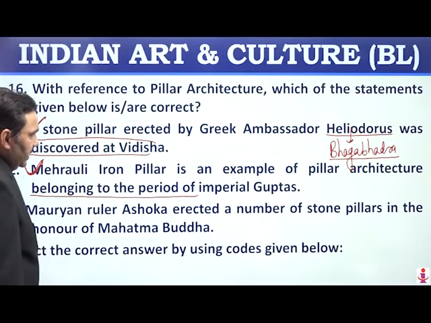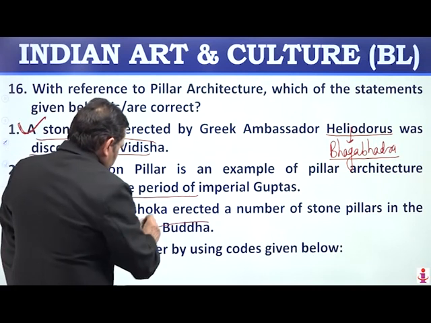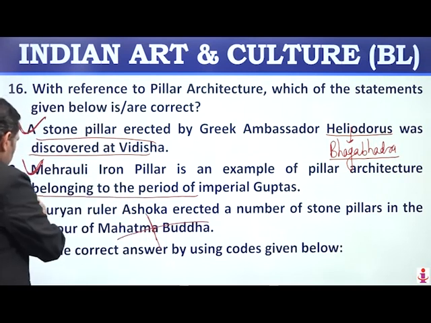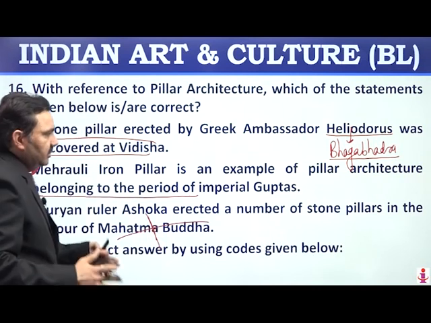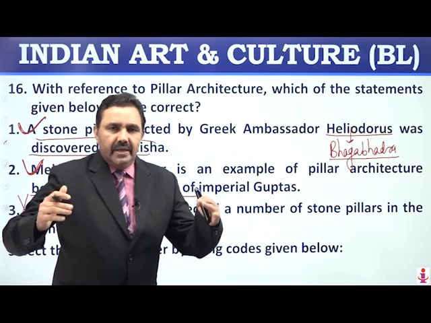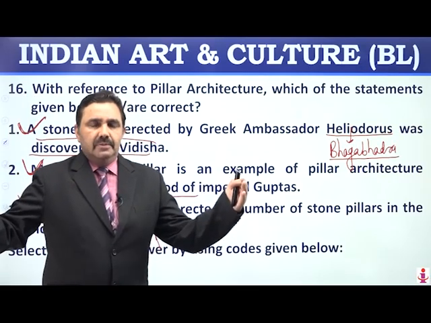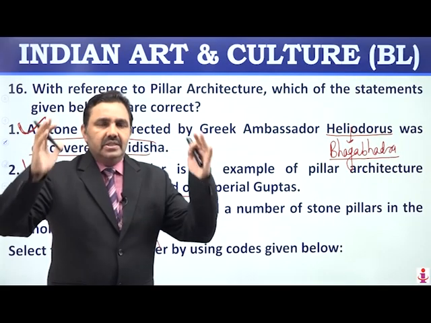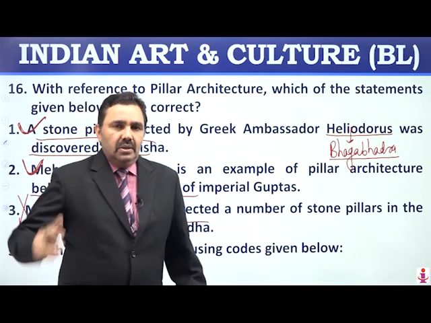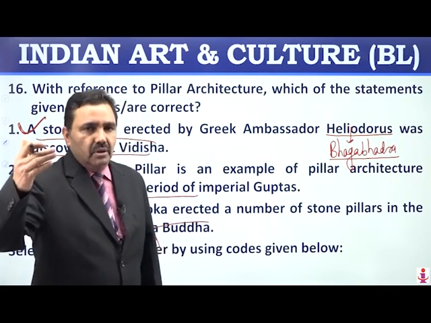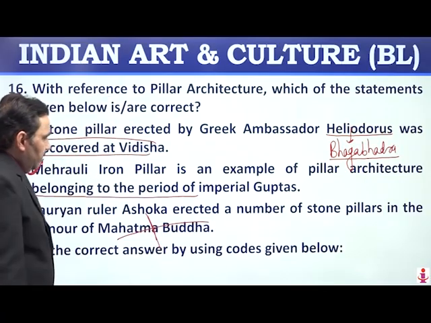Mauryan ruler Ashoka erected a number of stone pillars in the honor of Mahatma Buddha? No. He erected a number of stone pillars, but these pillars were not in the honor of Mahatma Buddha. These pillars were erected by him to propagate his message among the people, or to have his edicts inscribed on the shaft of pillars, or to have a direct communication with common masses. So this was not for Mahatma Buddha.